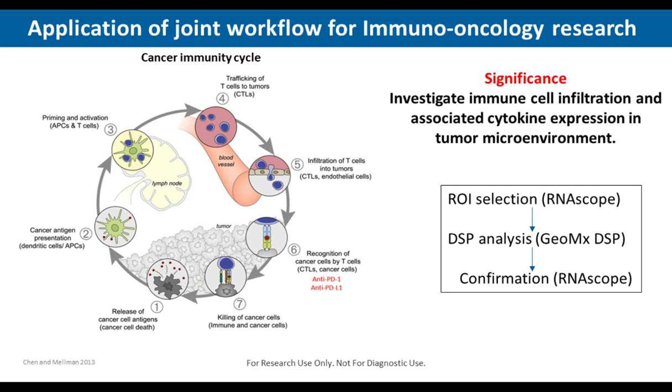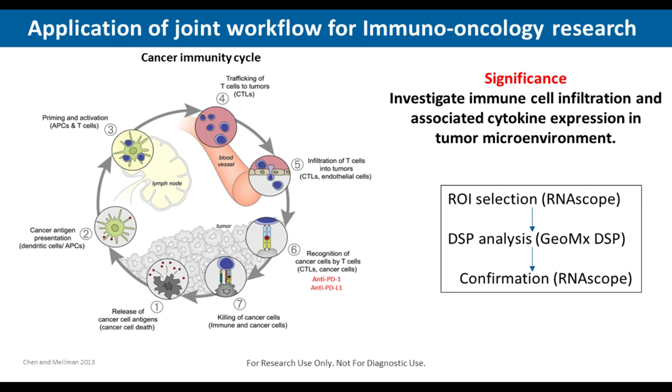So moving out of those model systems, now we have confidence that these 2 assays work well together. We wanted to move this into IO research and something of more interest to the general community. Generation of immunity is a cyclical process that's shown on the left here. And what we want to do is characterize the cytokine expression and the tumor microenvironment in these samples using both of these technologies.